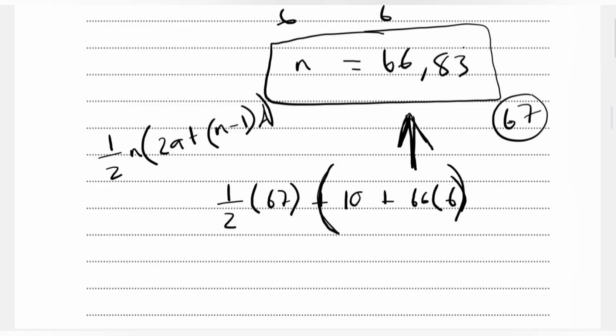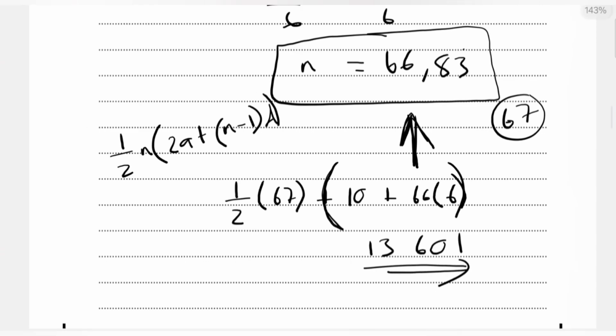And this will give us half of 67 and 10 plus 66 times 6, that's 13,601, right? That's the sum of the first 67, right?